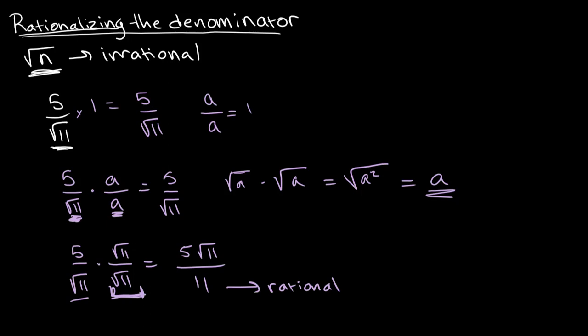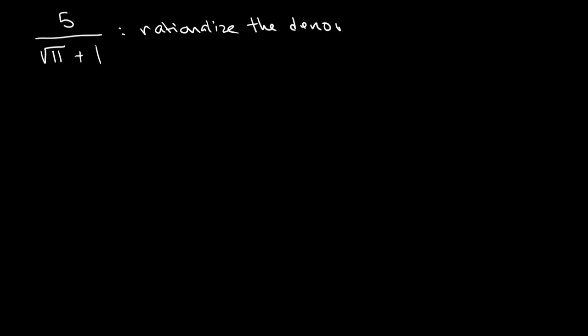Most of the times when we rationalize our denominator, our question will look slightly different. So we will usually have something that looks more like this, where our denominator isn't just a surd, but a surd plus a whole number. So if we have, let's take 5 divided by the square root of 11 plus 1, and we have to rationalize the denominator. So we basically want for there to be no surds down here.